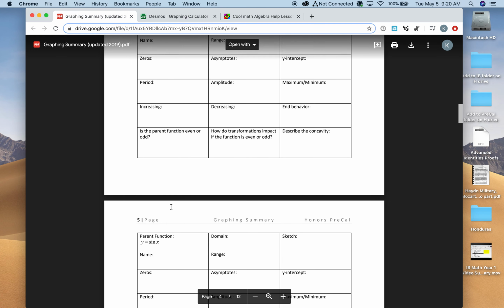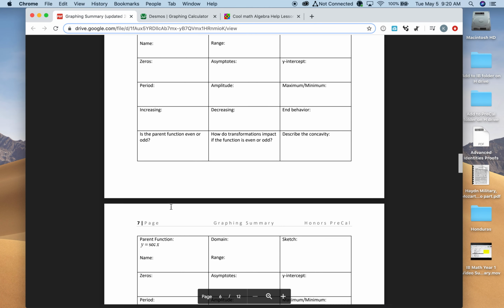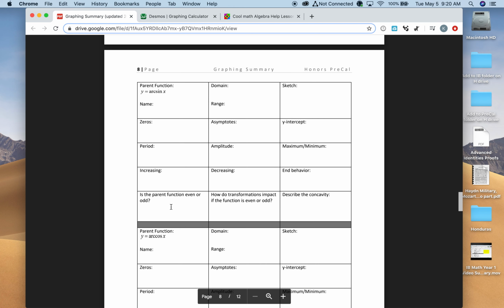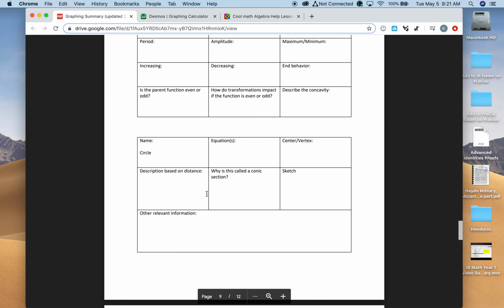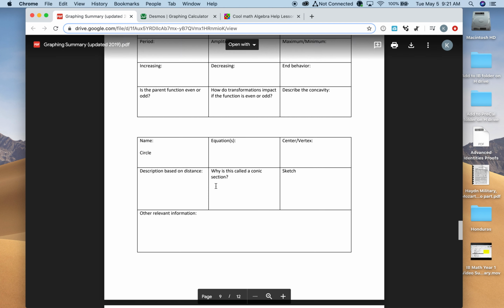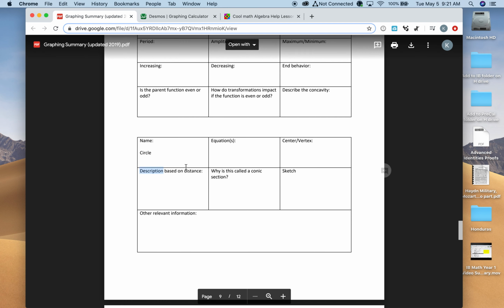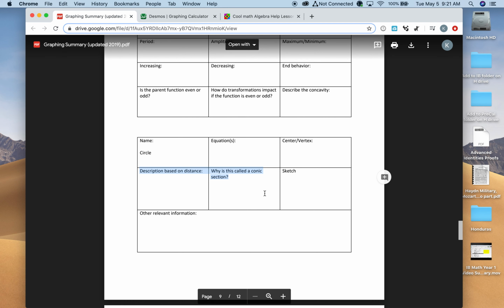Oh, and then after that, we get into the trig functions. So there are the six trig parent functions, and then we do the inverse trig functions. Continuing on, we go into some of the conic stuff, and in the past we've always made a bigger emphasis on its description based on distance and why it is called a conic section.